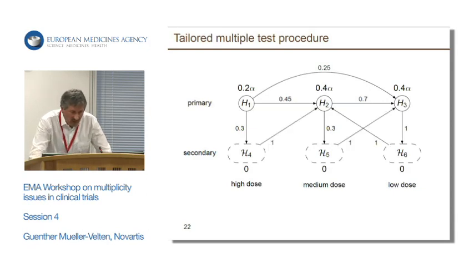And if all hypotheses related to a secondary objective for a dose are rejected, we can also propagate the local alpha, and we do that to the primary endpoint for the next lower dose. Except for the lowest dose, we propagate the alpha to the primary endpoint of the medium dose.